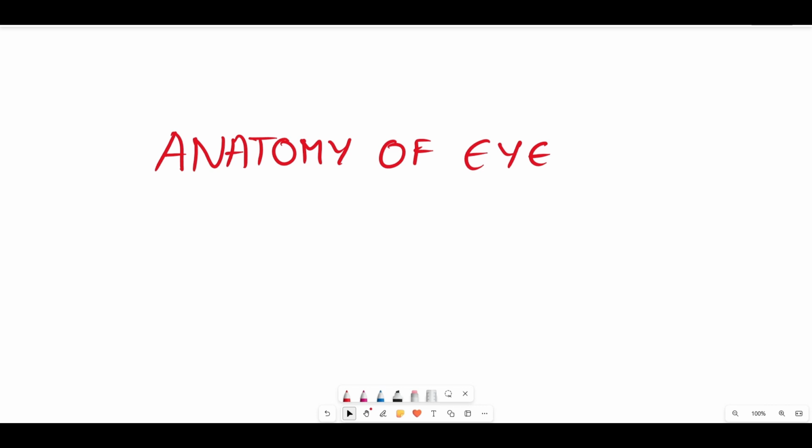Have you ever felt that the anatomy of the eye looks complicated only because you don't know how to draw it?